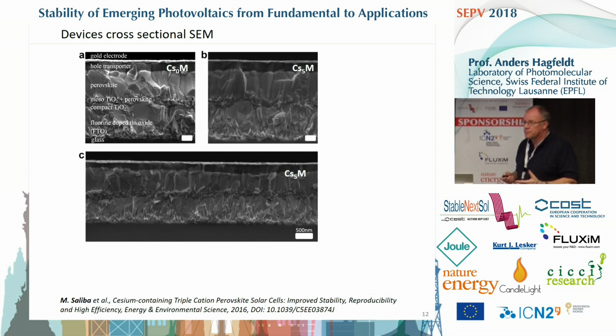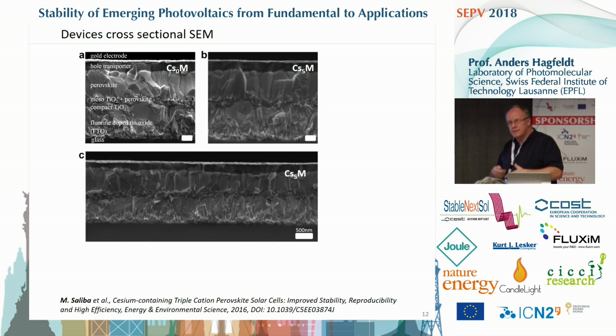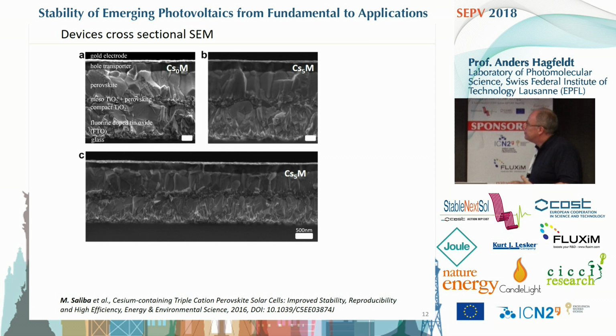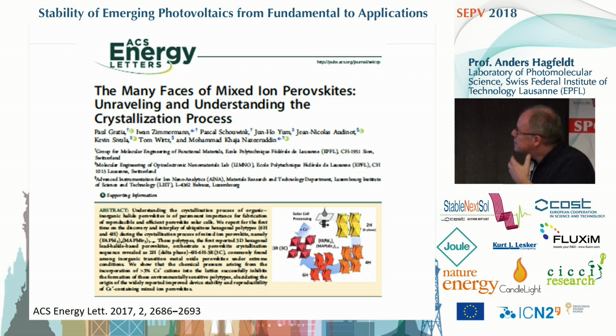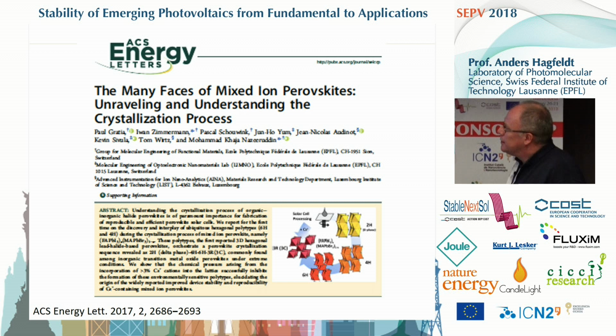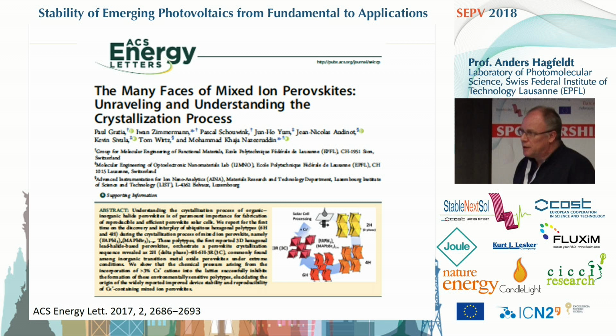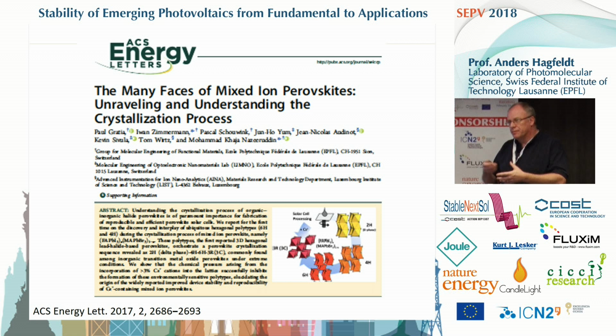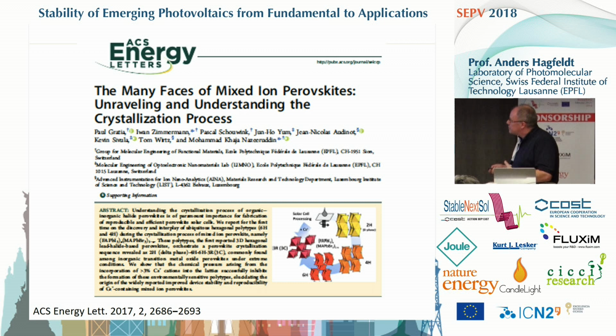Then we are really not very sure how to explain this in an atomistic or mechanistic way, but I refer to a paper here which I found very interesting. It's from Professor Nazeeruddin's lab, and Paul Grazia was the PhD student. He looked into the mechanism of the crystal formation of the perovskite film. He found hexagonal polytypes formed, which are intermediate in the crystal formation. They're called 2H, 4H, 6H, and so on.